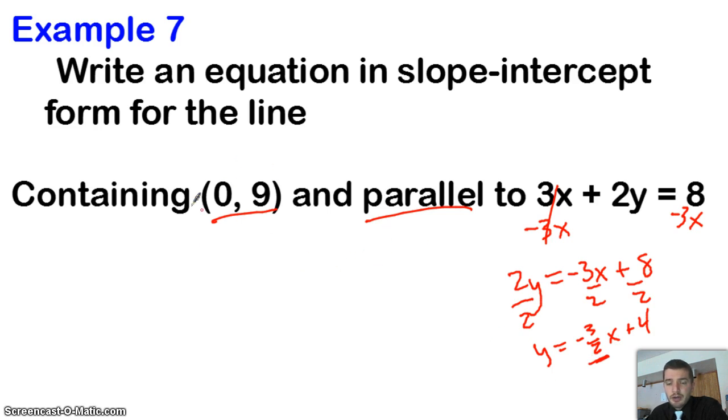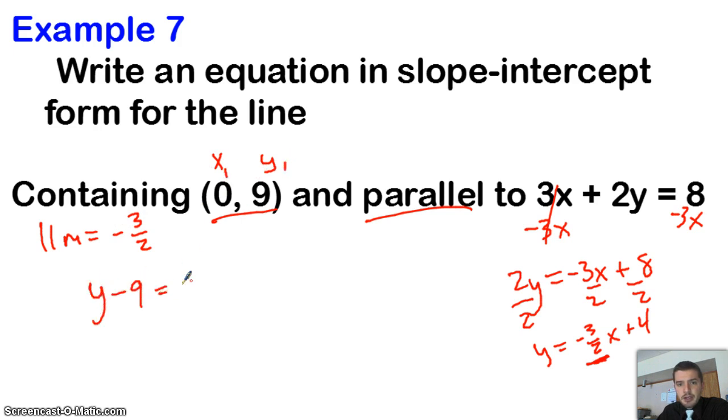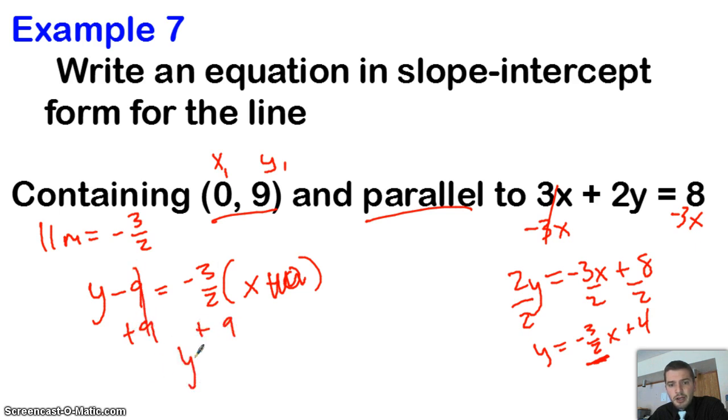So we'll go ahead and plug it in right here. Again it's parallel, so I'm going to use the same slope. I don't need to change it at all. So the parallel slope will be negative 3 over 2. And I'll just plug it in. So here's x1, here's y1. And then it'll be y minus 9 equals negative 3 over 2 times x minus 0. We left an easy one for the last one, so this one is going to be just nothing. We don't need to worry about the minus 0. You'll need to add 9, though, to both sides. So it'll be y equals negative 3 over 2x plus 9.